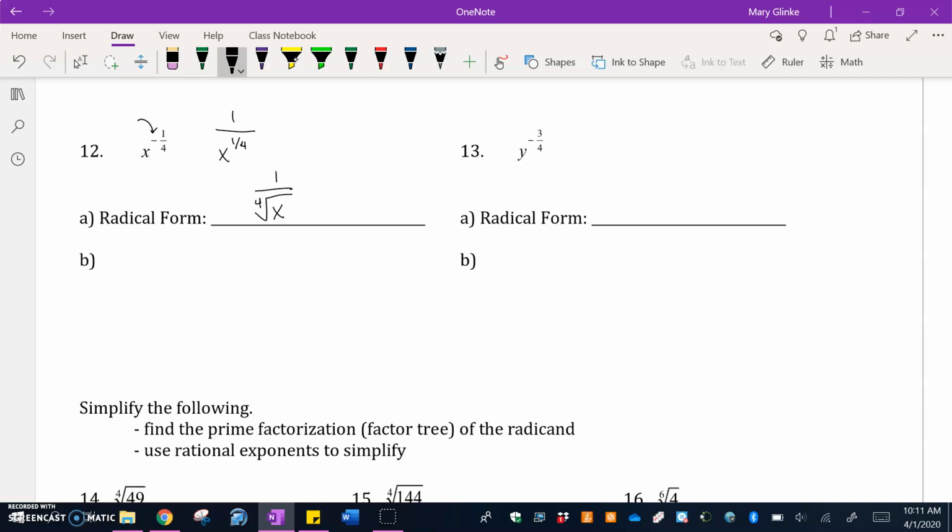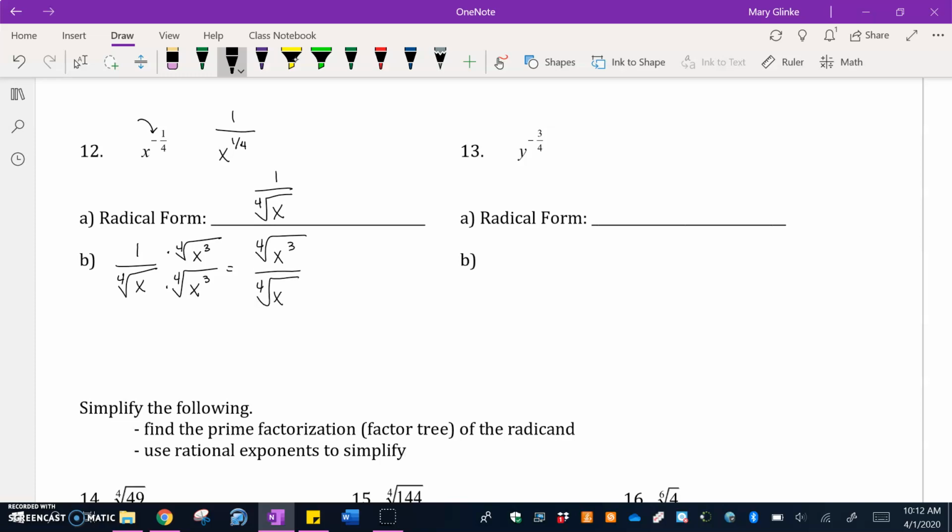Now you might say, hey, this is simplified, there's nothing I can do with this. But the problem is we cannot have radicals in the denominator. So we are going to have to take care of that. If you go back to your simplifying radical rules in your notes, you can see what to do here. We want to get the radical out of the denominator. We are looking for groups of 4.